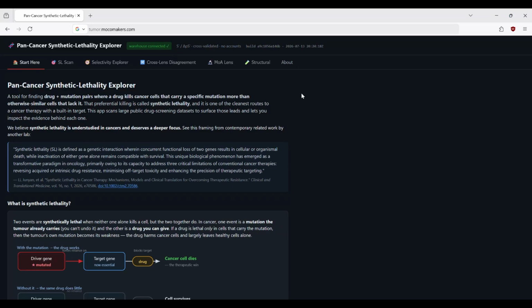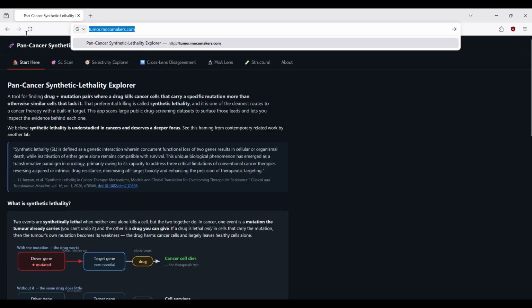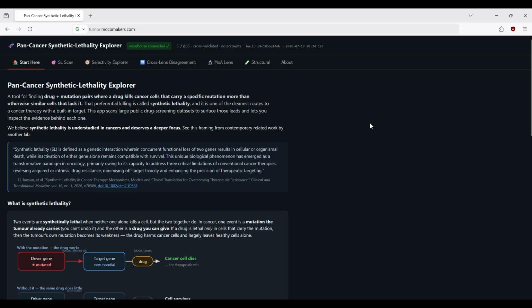Welcome. This is the Pan-Cancer's Synthetic Lethality Explorer tool. You will find that we have pushed it live to tumor.mocomakers.com. However, it can also be run locally.